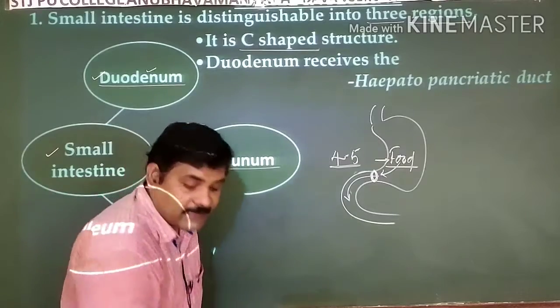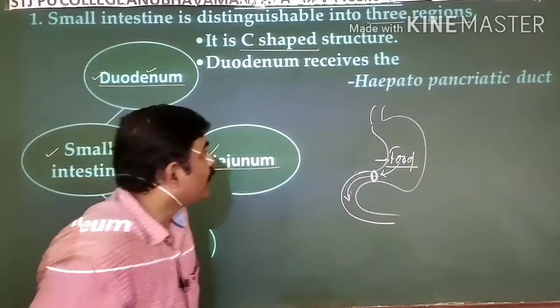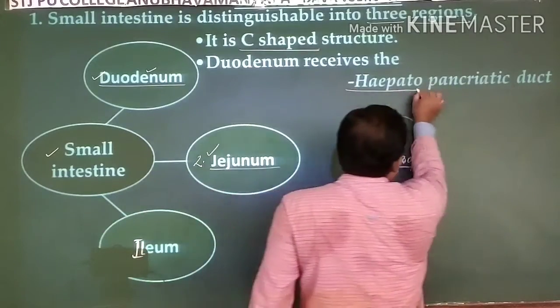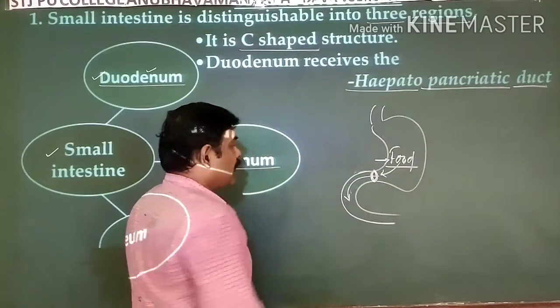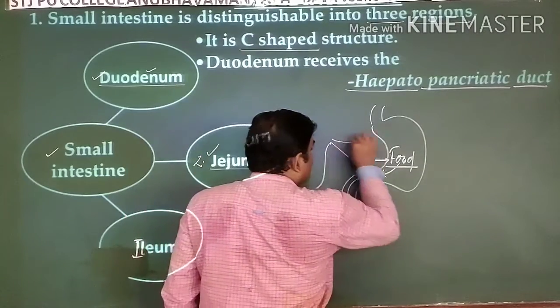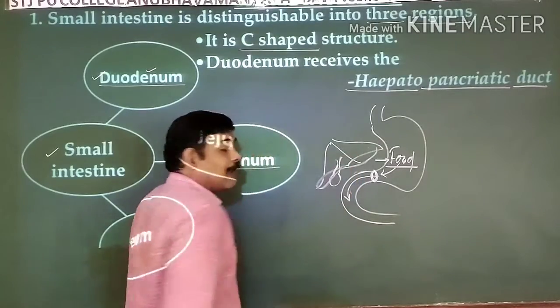Later on, as I said just now, an important duct is present in this duodenum, which we call the hepatopancreatic duct. Then what does that mean? There we have the biggest gland in your digestive system. This is nothing but your liver.